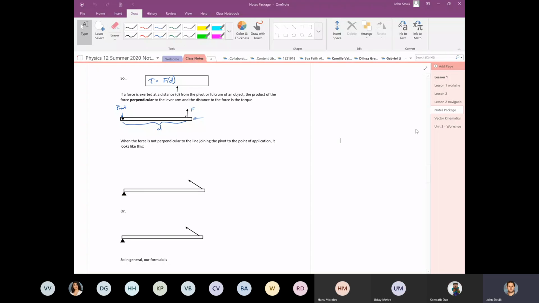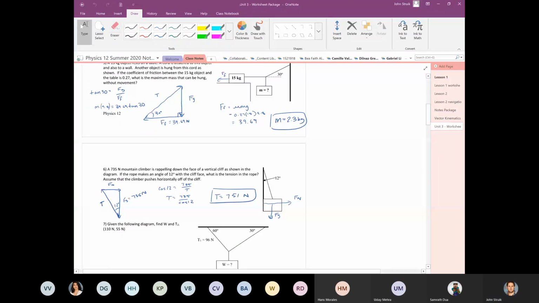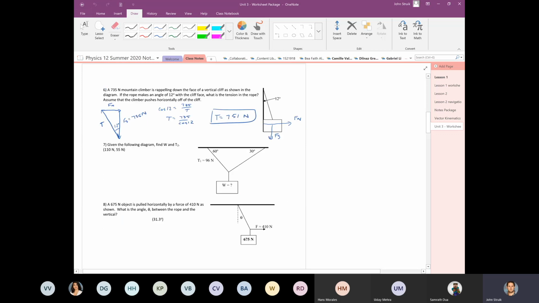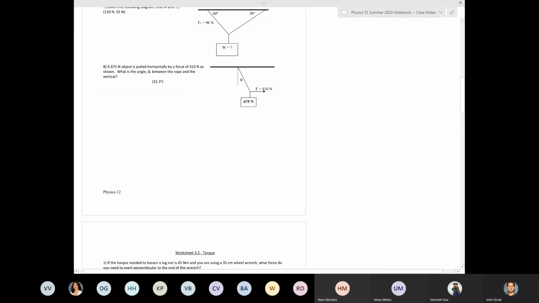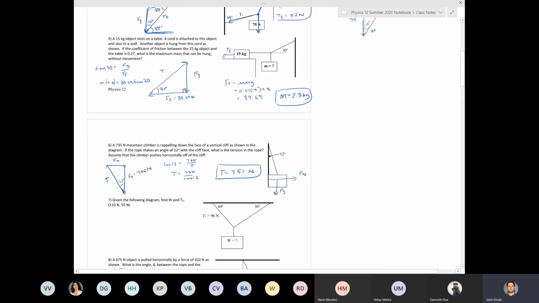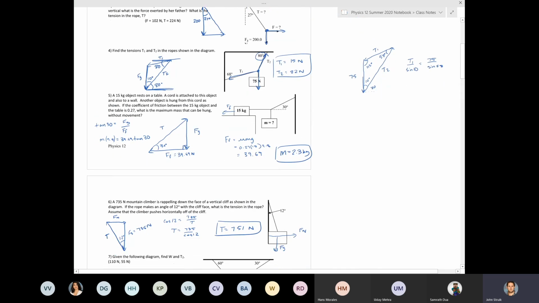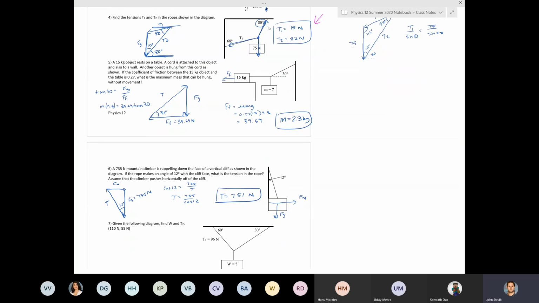Okay, any questions? No questions on torque? The answers for 4, 5, and 6 I put on here, because there's no answers, so they're boxed right there. Let me change colors again.